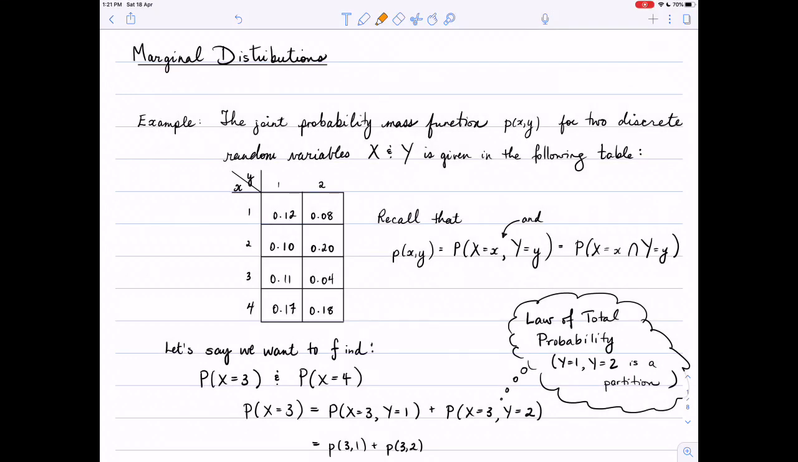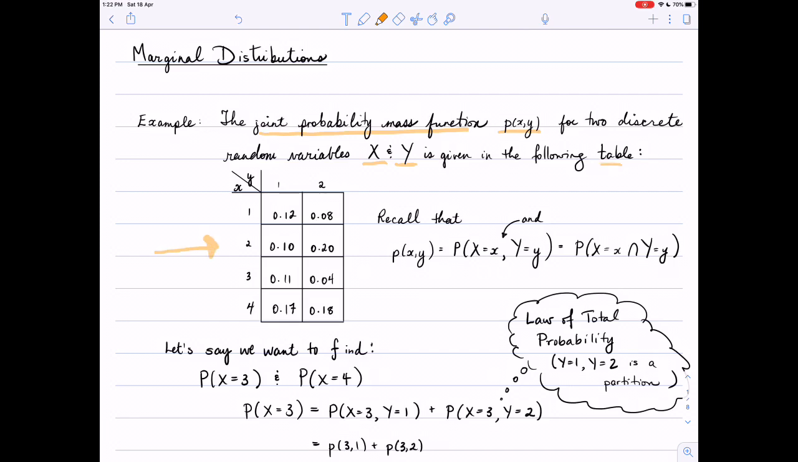Okay, we're going to talk about marginal distributions, and we're going to start out with an example to illustrate what this is before looking at the definition. So let's imagine here that we're given a joint PMF, so for discrete random variables, p of x, y, and those are variables x and y, and that is given to us in this table right here.